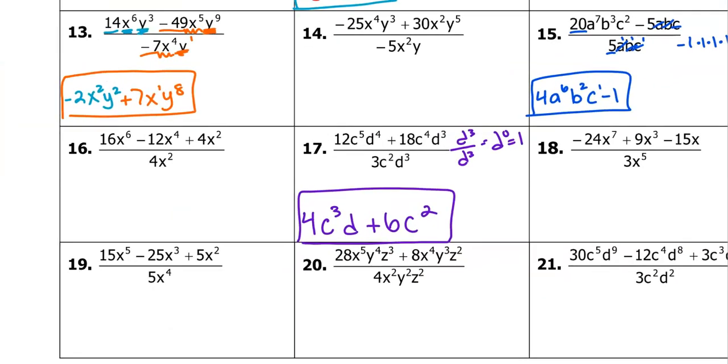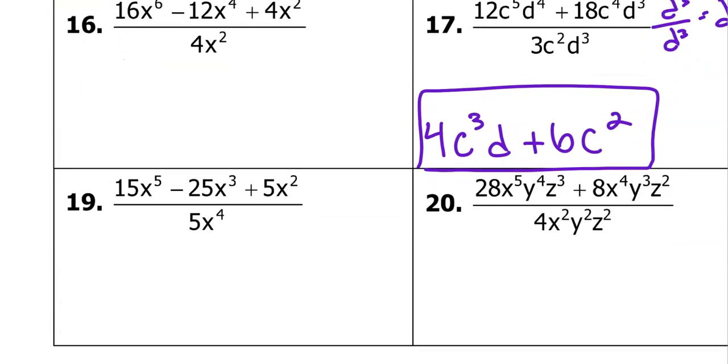Here we go, 19. We have a fifth degree trinomial divided by a quartic monomial. Okay. We are going to divide out the greatest common factor of 5x to the fourth from each piece of that trinomial. So if I do 15, we'll do this piece first. 15 divided by 5. 3. X to the fifth over x to the fourth. X to the power of 1 or just x, however you want to write it.